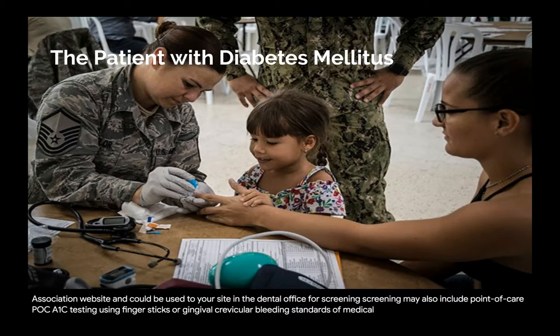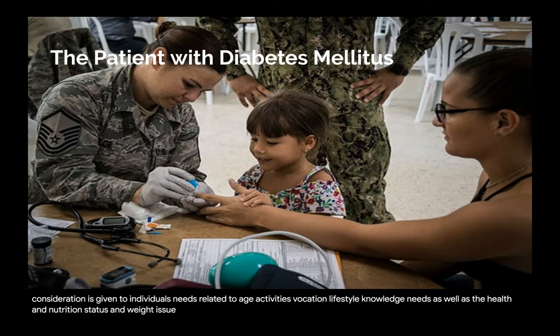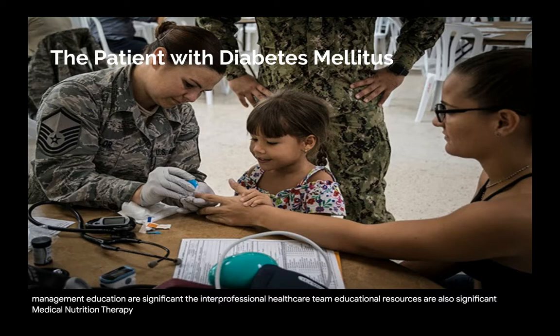Standards of medical care for diabetes mellitus. Consideration is given to individuals' needs related to age, activities, vocation, lifestyle, knowledge, attitudes, personality, culture, emotional, and psychological needs, as well as the health and nutrition status and weight issues of the patient. Early diagnosis and management of prediabetes, diabetes self-management education are significant. The interprofessional healthcare team and educational resources are also significant. Medical nutrition therapy, physical activity, and habits that should be eliminated are tobacco and alcohol. There are also psychosocial issues.